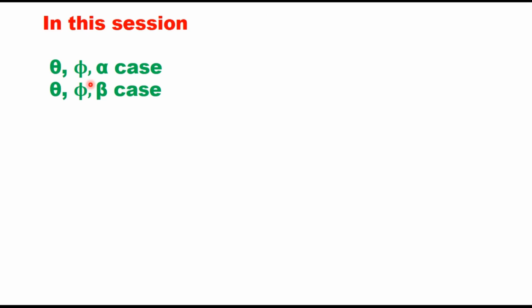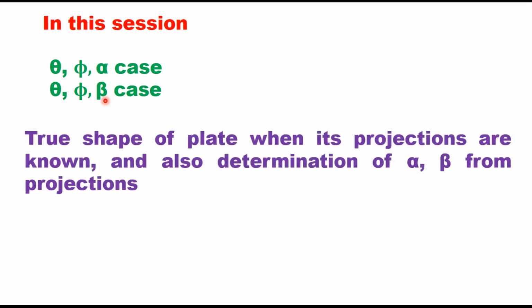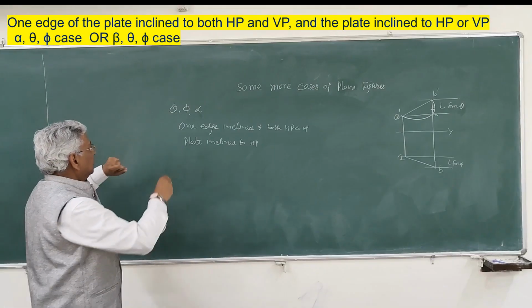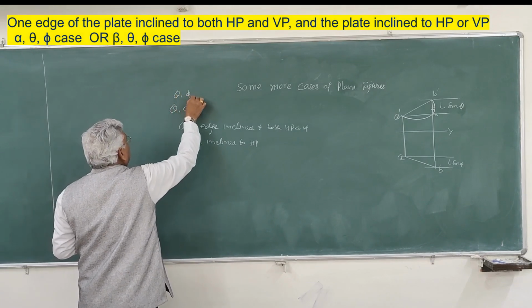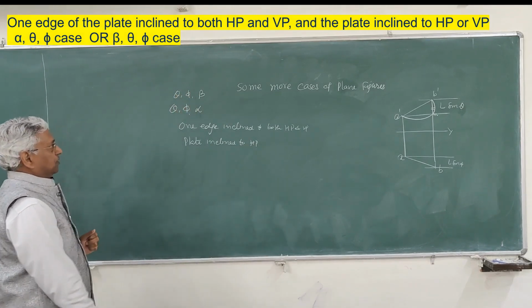That means one edge of the plane figure is inclined to the reference planes and the plate itself is inclined to either the horizontal plane or the vertical plane. And also I shall tell you how to determine the true shape of the plate when its projections are known, and also how to determine the inclination of the plate with the reference planes from its projections. So let us first take the case theta phi alpha. So it can be the theta phi alpha case or it can be the theta phi beta case also.